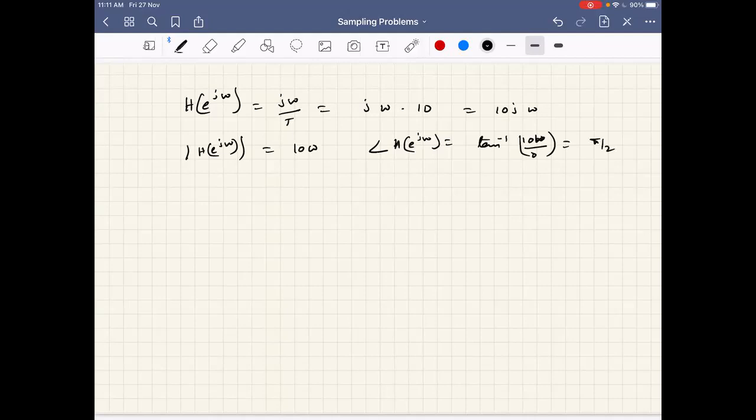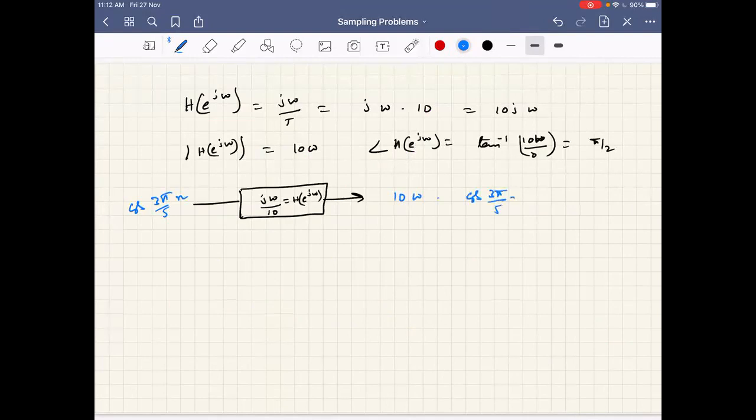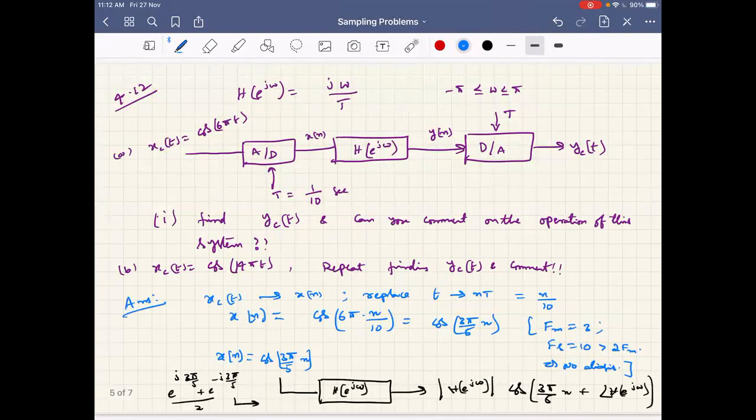Now I will write here: when I give the cosine signal to the system, h of e power j omega, and the input is cos of 3 pi by 5 n, the output is 10 omega into cos of 3 pi by 5 into n. See, the output, with the magnitude.